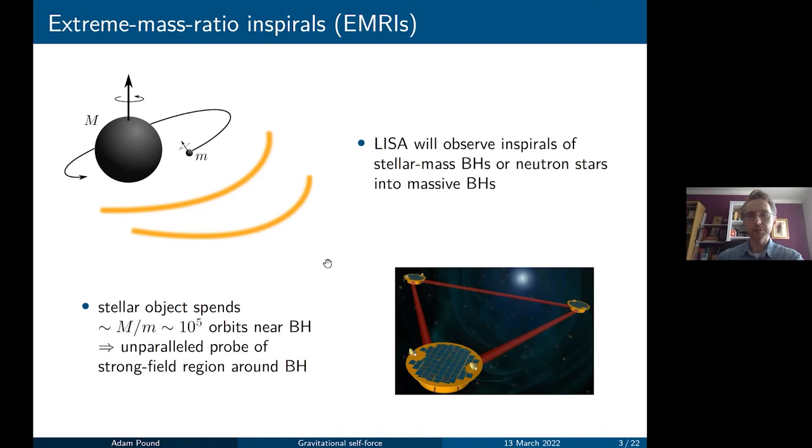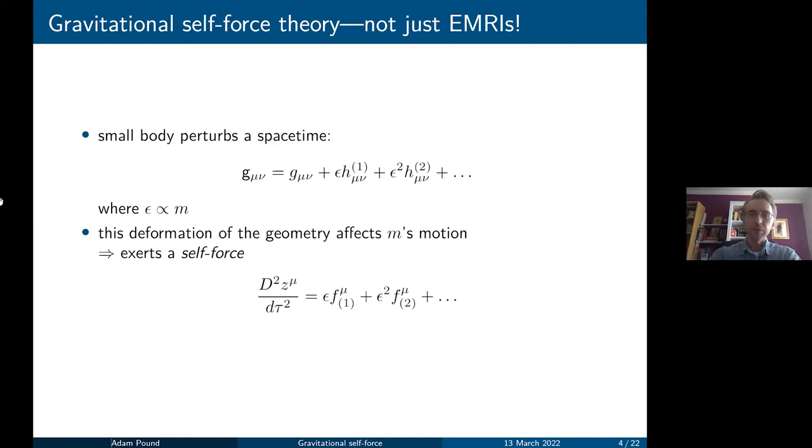So that's the most extreme example of a small mass ratio system. And historically, that's really been what's motivated the development of what I'll call gravitational self-force theory. But what I would emphasize in this talk is that self-force theory is not just a method of modeling EMRIs. It's a very general method. And as I'll show later on, there's no reason to restrict it to the EMRI regime.